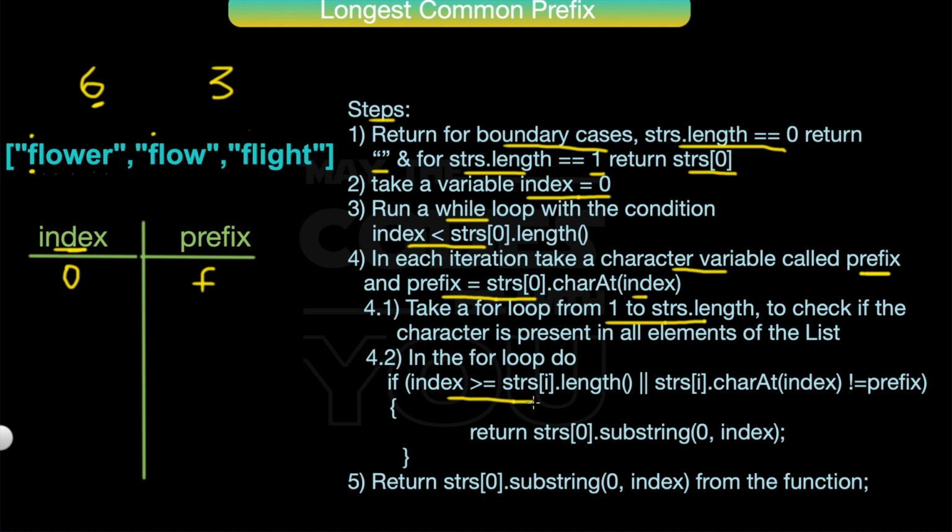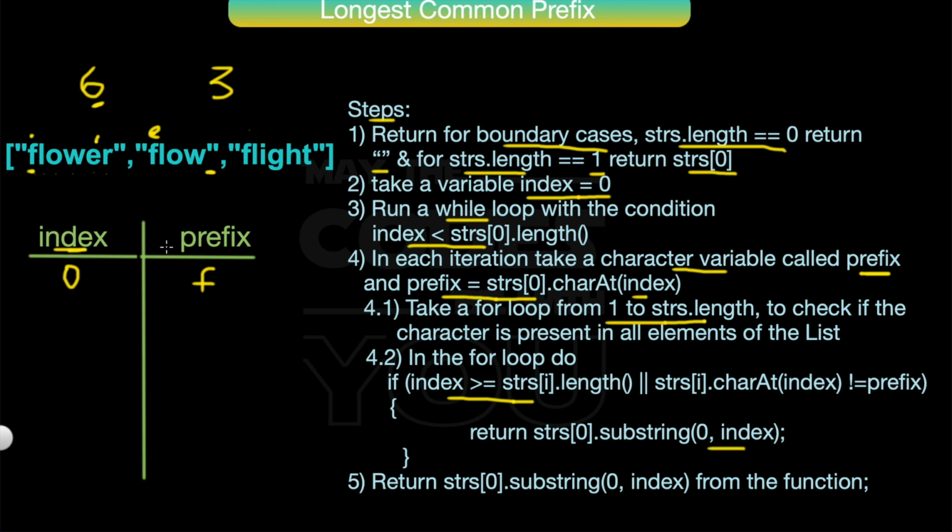So string dot length is 3 here. So in that for loop we'll check if index is greater than or equal to strings I dot length. So if we come here at this E, and our index is 4 here, we don't have anything for this W, so we'll just return the substring. And now let's see the second condition. It says string I dot character at index not equal to prefix. So if we had an E instead of F here, we'll simply return the substring 0 to index.